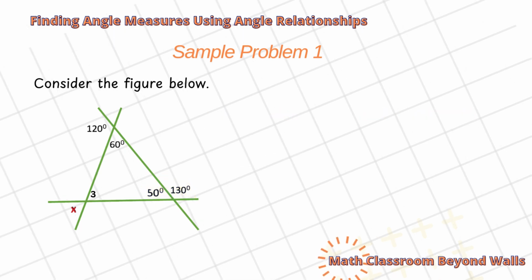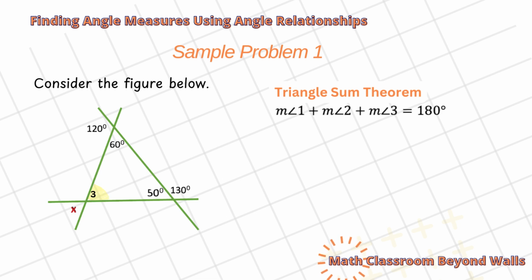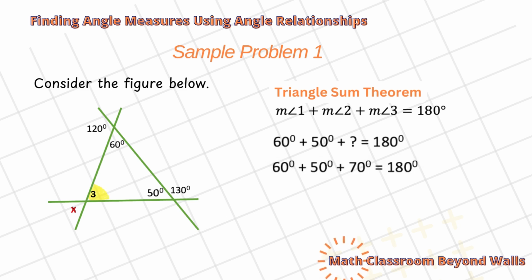Look at the figure again, learners. We now know two angle measures inside the triangle. How can we solve for angle 3 this time? You are correct. We will use the Triangle Sum Theorem, which states that the sum of the three interior angles in a triangle is 180 degrees. So, what is the measure of angle 3? That is, what number, when added to 60 and 50, will give you 180? You are correct. It is 70. So, angle 3 is 70 degrees.